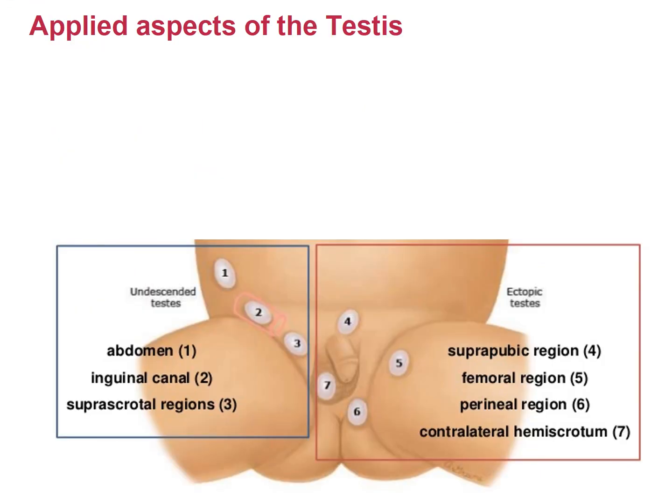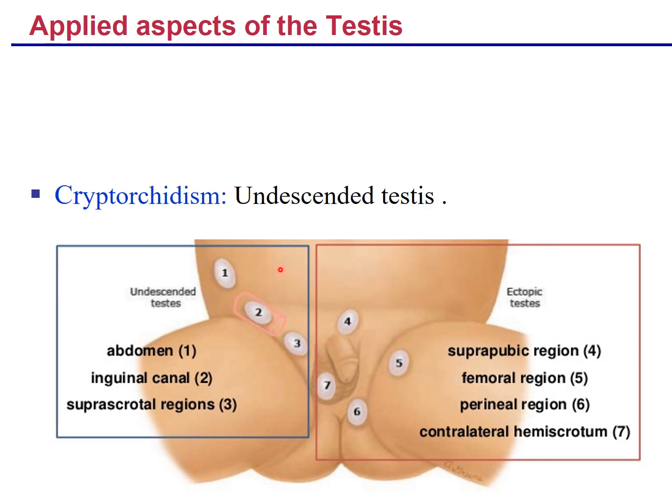Applied aspects of testis. Cryptorchidism is an anomaly, that means undescended testis. The descent of testis may fail to occur or may be incomplete. The organ may lie in the lumbar region, or in the iliac fossa, inguinal canal, or in the upper part of the scrotum.